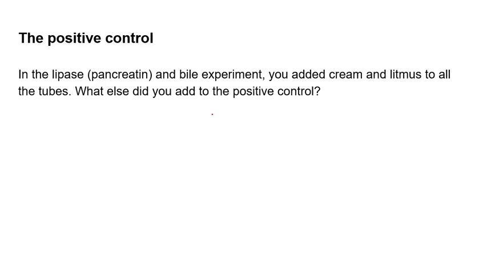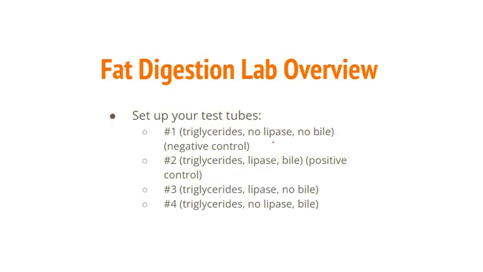So for our lipid digestion, we have to make sure we have all the ingredients needed to break down the lipid, like enzyme and also bile. So in asking what we have to have in our positive control, let's see, do we have the enzyme? Do we have the bile? You added cream, which is our lipid. Okay, and then we added the litmus, which is our indicator. What else did you add to the positive control? That should be the bile and also the lipase enzyme.